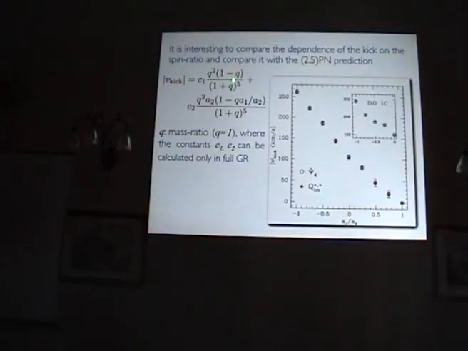The first one is the mass asymmetry contribution. Because we're using equal mass, Q is equal to 1, and so this term doesn't really matter. The second part, you see, is quadratic in this term A1 over A2. So the post-Newtonian prediction is that this should be a straight line. And that's what we thought it was.